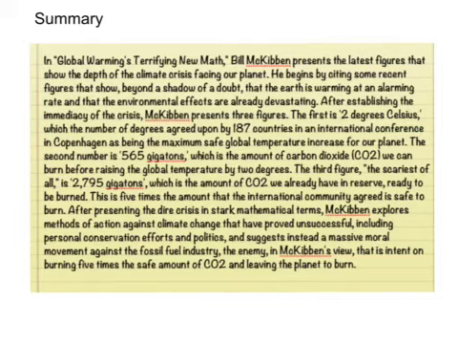After establishing the immediacy of the crisis, McKibben presents 3 figures. The first is 2 degrees Celsius, which is the number of degrees agreed upon by 187 countries in an international conference in Copenhagen as being the maximum safe global temperature increase for our planet. The second number is 565 gigatons, which is the amount of carbon dioxide, CO2, we can burn before raising the global temperature by 2 degrees. The third figure, the scariest of all, is 2,795 gigatons, which is the amount of CO2 we already have in reserve, ready to be burned. This is 5 times the amount that the international community agreed is safe to burn.